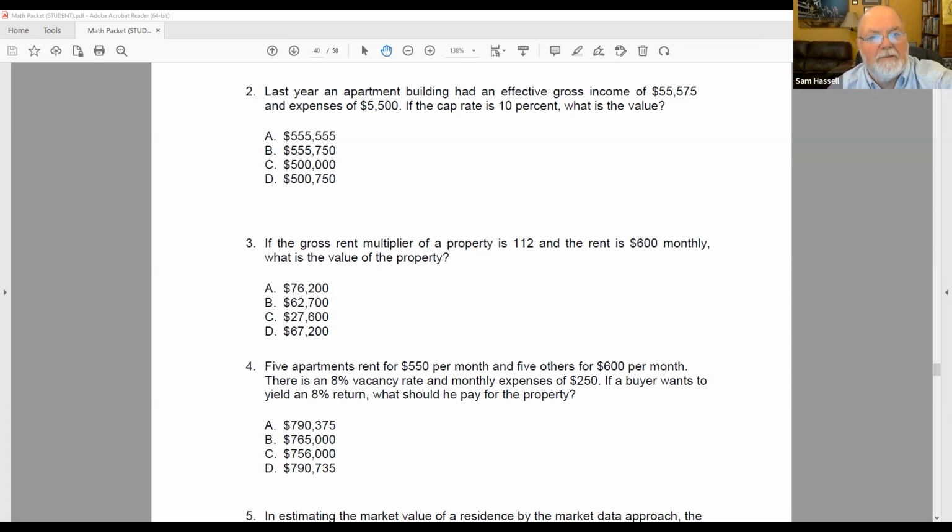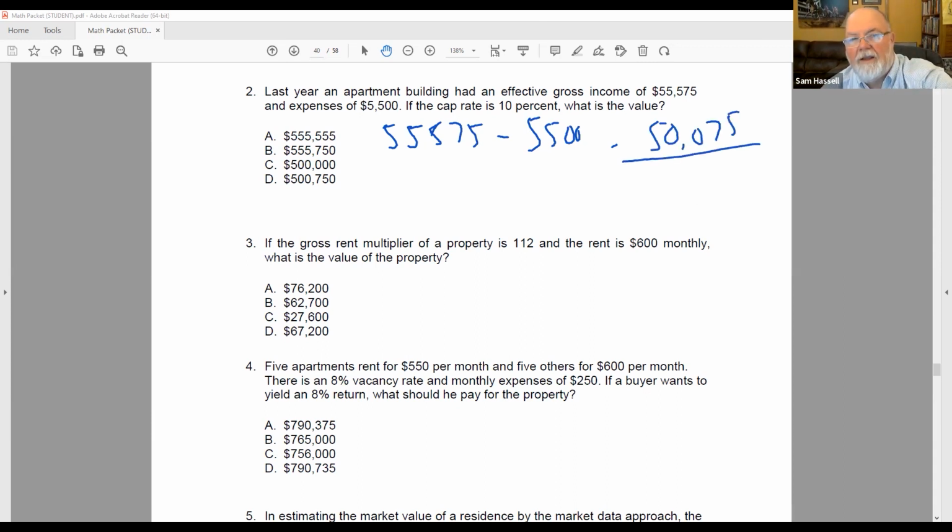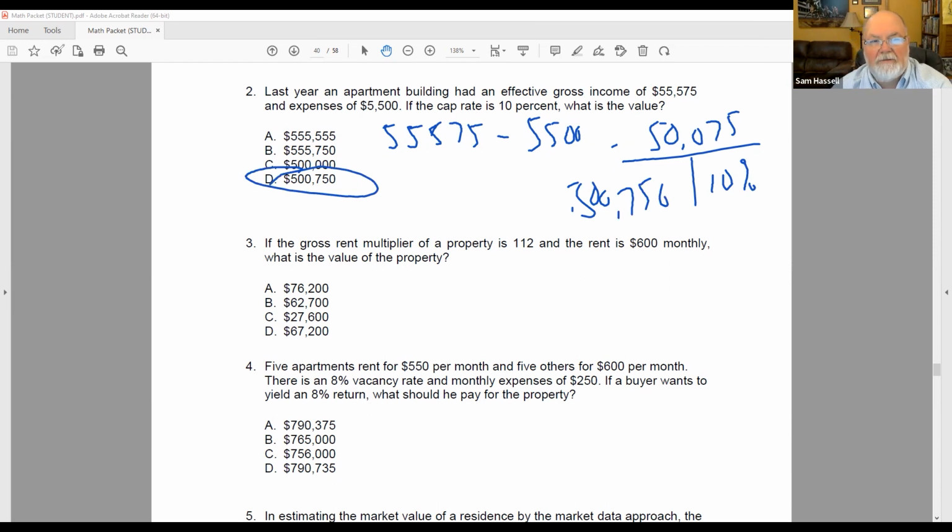So it's going to be 55,575 minus our 5,500. So that's going to be 50,075. And then we've got a 10% cap rate. We're going to divide it. It's going to be 500,750. All right, that's going to be our value. Really all there is to that one.